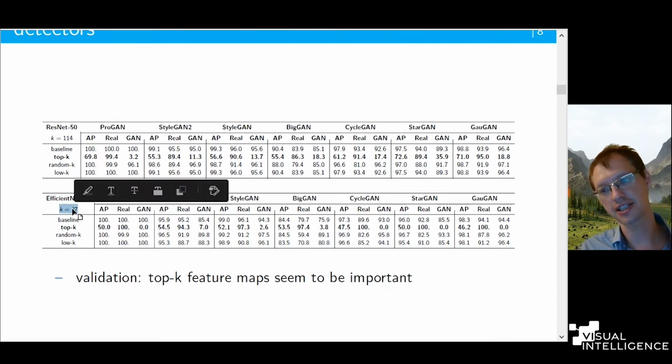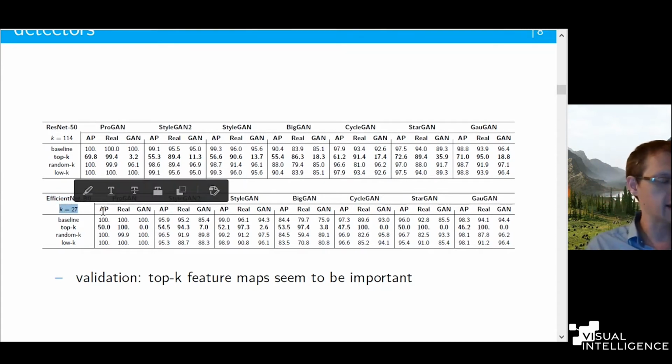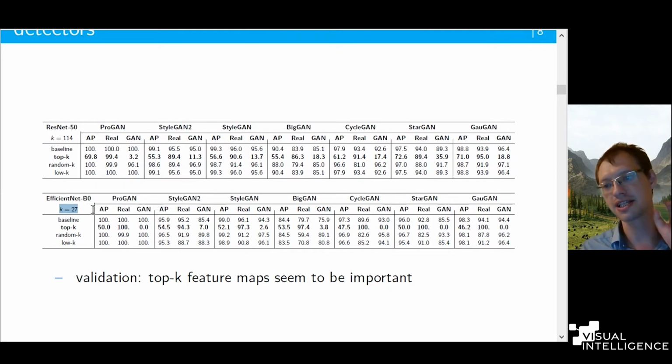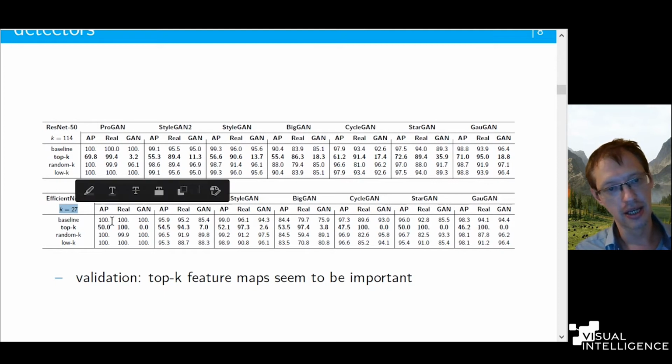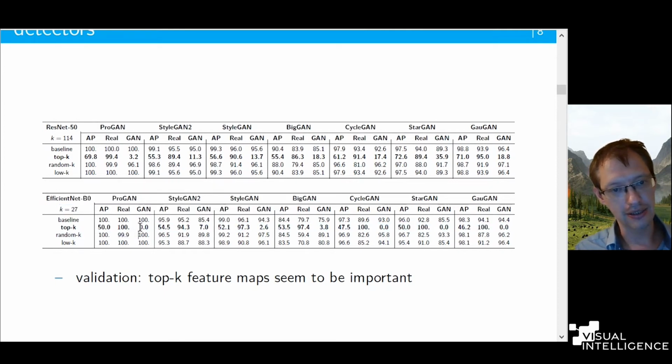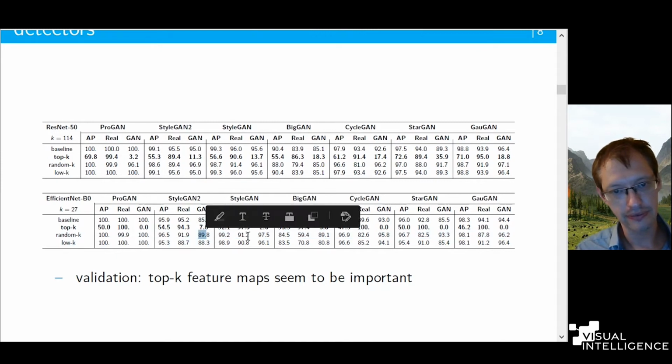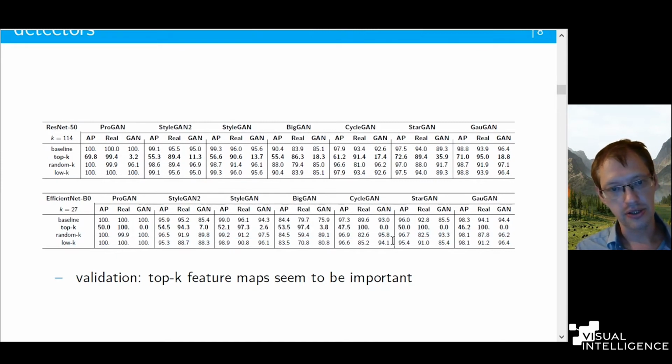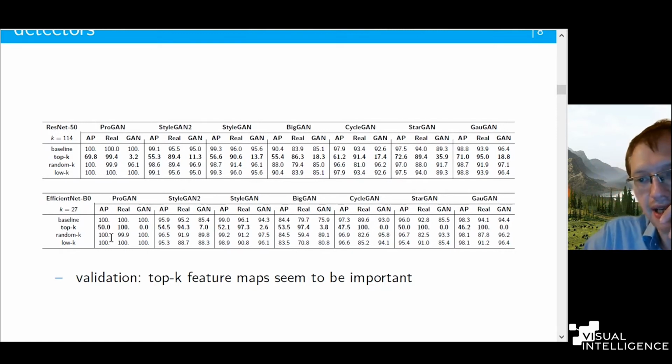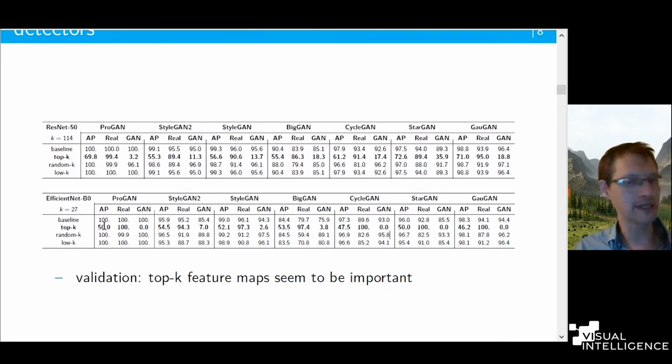EfficientNet is a neural network that has a slim architecture, slim in the sense that it's not a wide network. So 0.5% is 27 channels. We drop them. On ProGAN, you fail everything. On StyleGAN, it drops from 85 to 7 and so on. Random K is much lower, the drop everywhere. So what's the point of this? We see that the top K feature maps found by LRP seem to be really important for the detection of GAN-generated deepfake images.